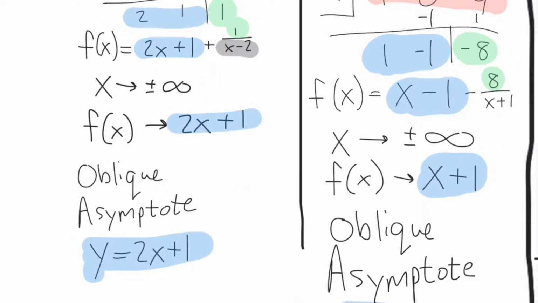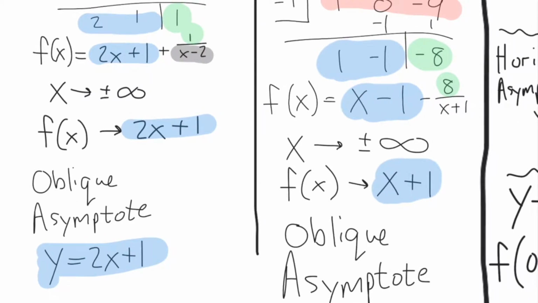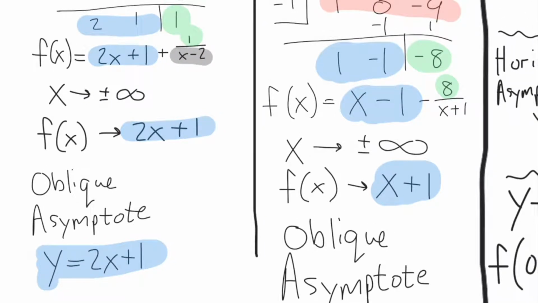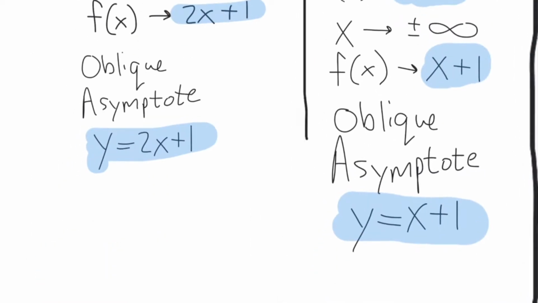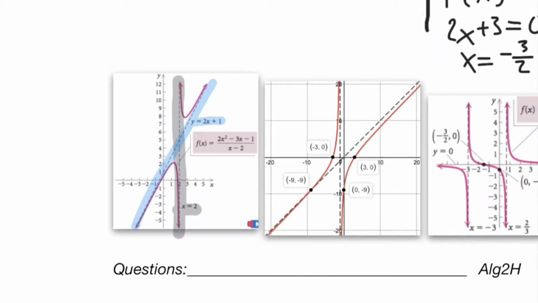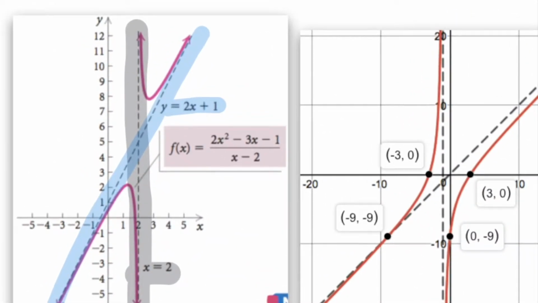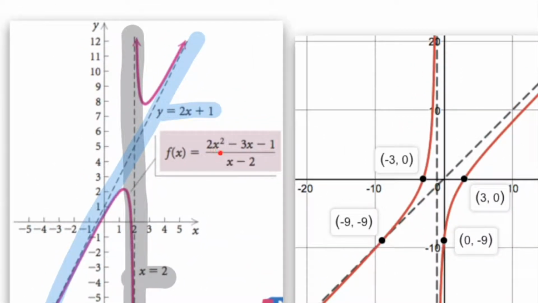That's the oblique asymptote. You take the function, you divide it, and then you get this remainder, and when you eliminate the remainder, then you get where the oblique asymptote is. In this case, it's y equals 2x plus 1. And we can see that here on the graph. This function was divided by x minus 2, and we got 2x plus 1 with a remainder. Ignoring the remainder, you get the oblique asymptote.